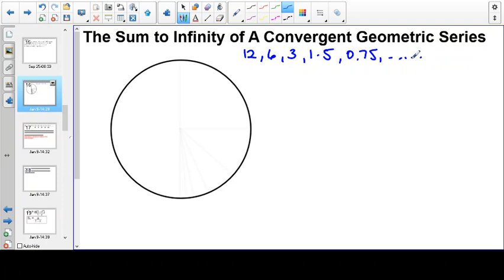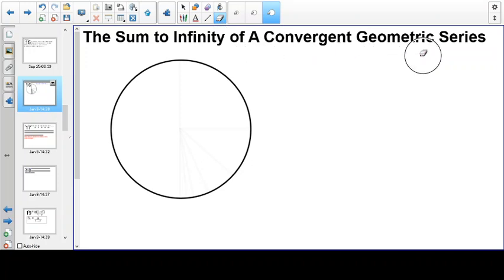Now we can work out the sum of infinitely many terms of that series. It seems a bit bonkers that you can work out the sum of infinitely many terms, but we can, as long as it is convergent. And just to illustrate, I've just got a circle here. Okay, so that circle is representing one whole one.